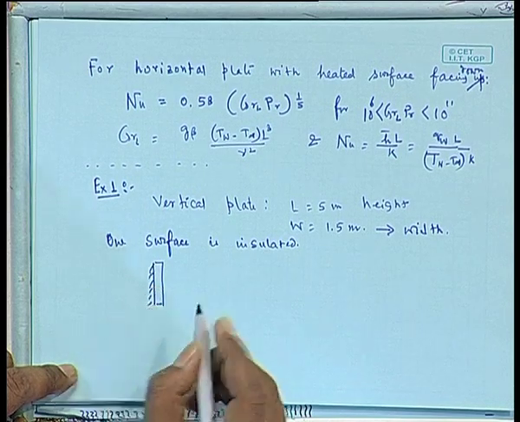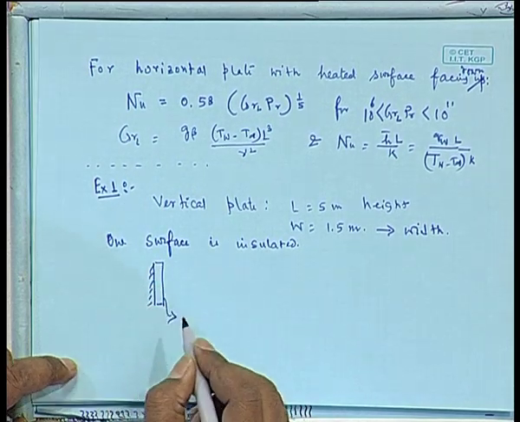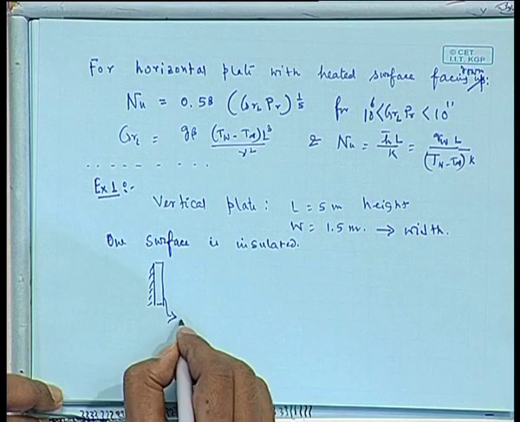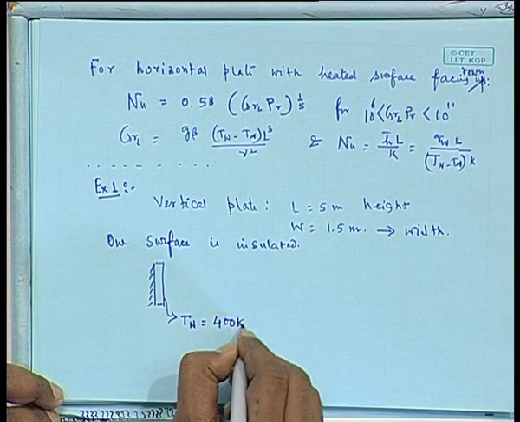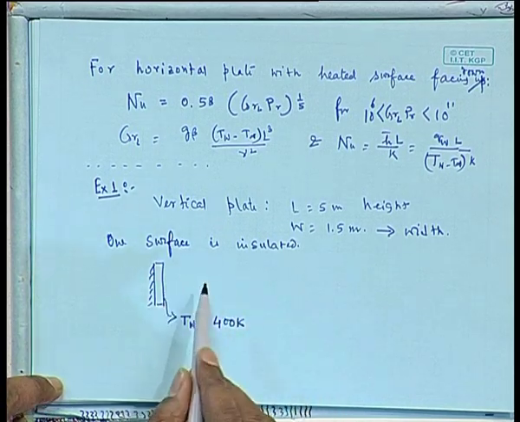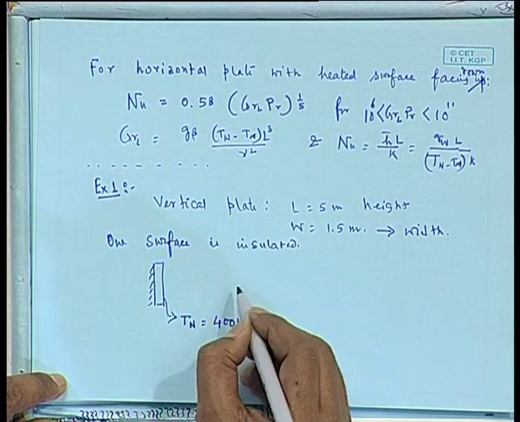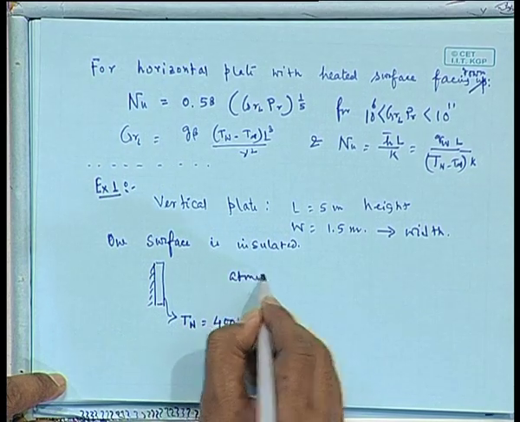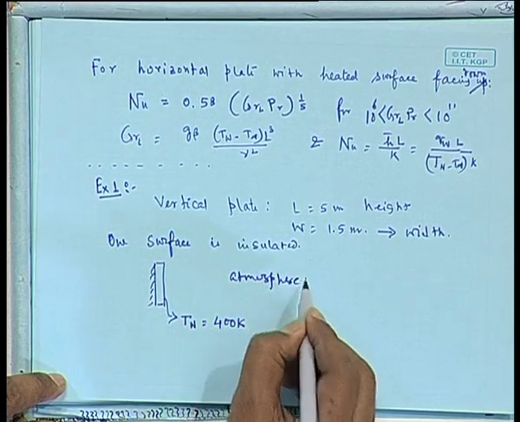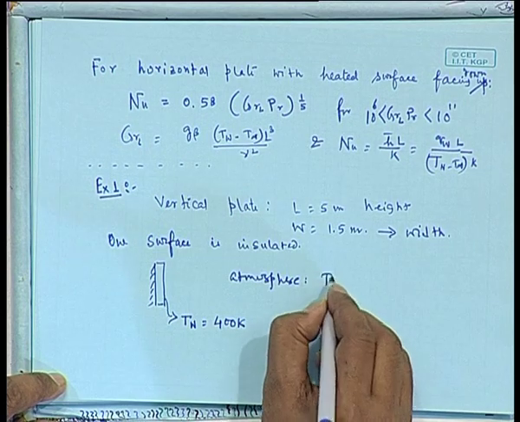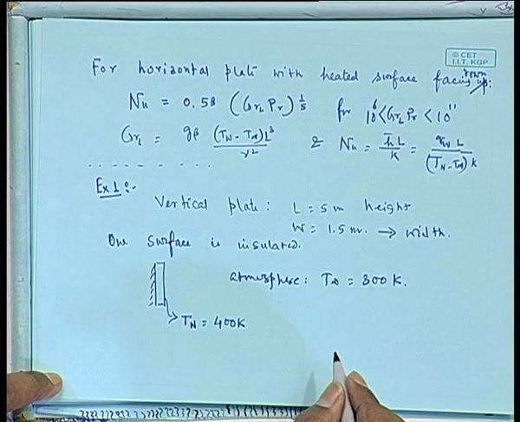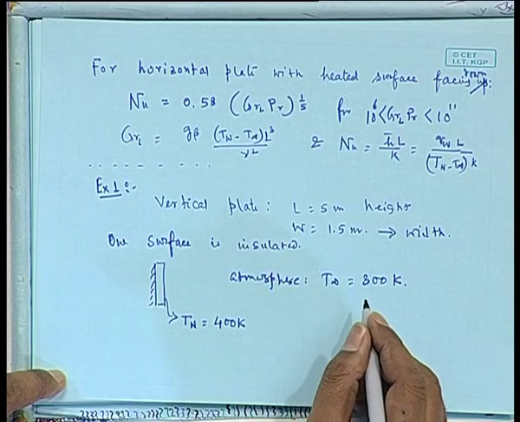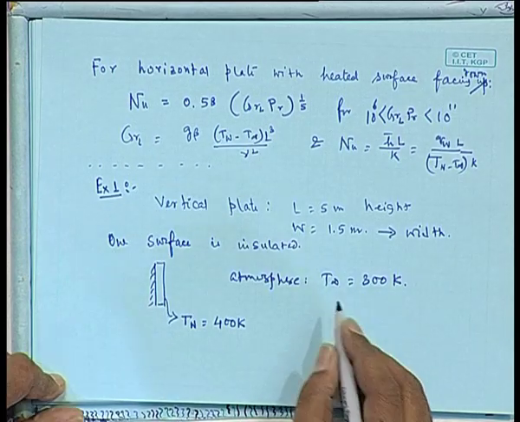This is the insulation you put. You maintain a constant wall temperature to the other surface, and the constant wall temperature is 400 Kelvin, and this is exposed to a stationary or calm atmosphere with T infinity around 300 Kelvin. Now we have to calculate the total rate of heat loss from the plate by natural convection.